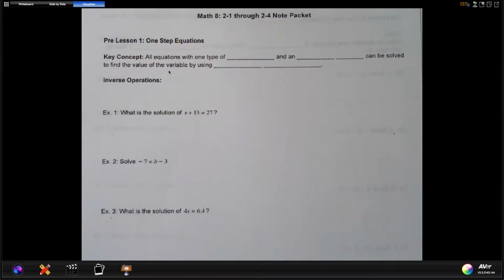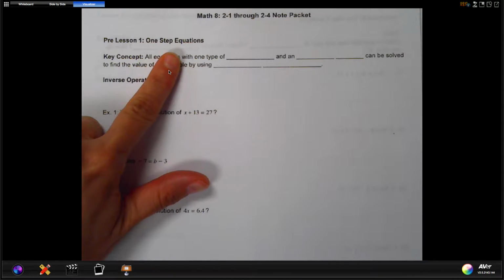Okay, hello. Today in my class, we're starting a new chapter, chapter 2. We are going to begin the chapter with learning how to solve equations. The first couple lessons we do are going to be pre-lessons, and they might be a review of earlier mathematics, but given our situation, we want to make sure that we go over everything before we do some of the harder material. So today, our pre-lesson is going to be one-step equations.